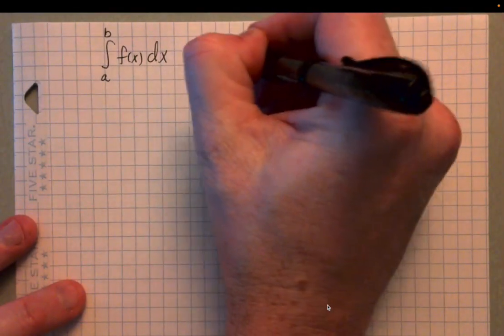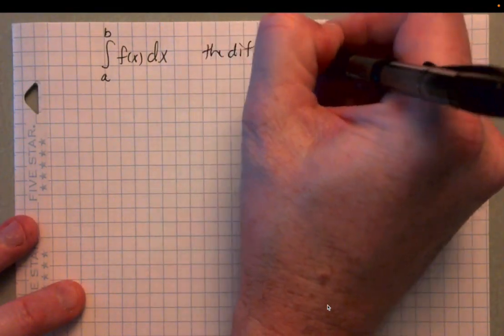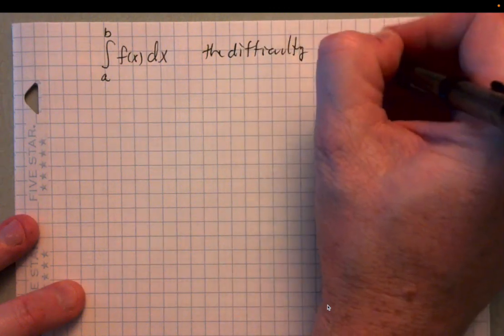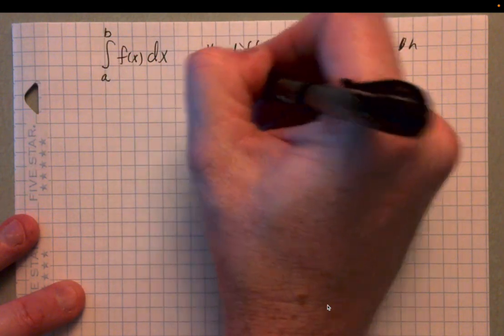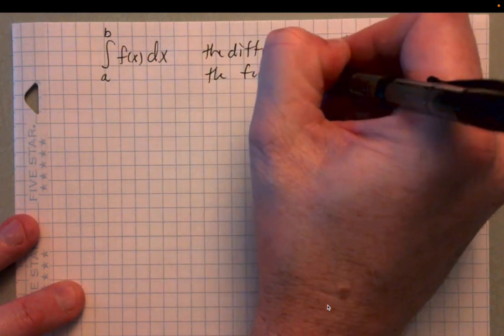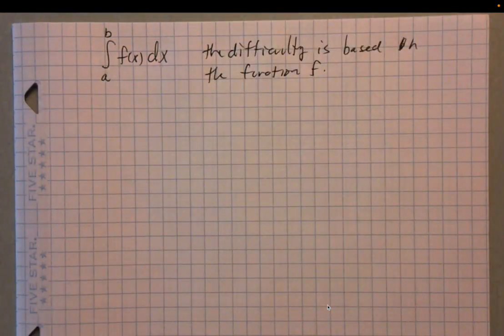Here, the difficulty is based on the function f, right? And specifically what I mean by that is, it doesn't matter what a and b are. The integral is tricky because of f, or it's easy because of f. So you calculate the integral and then you evaluate the upper and lower limits, and you take the difference and there you got your definite integral.